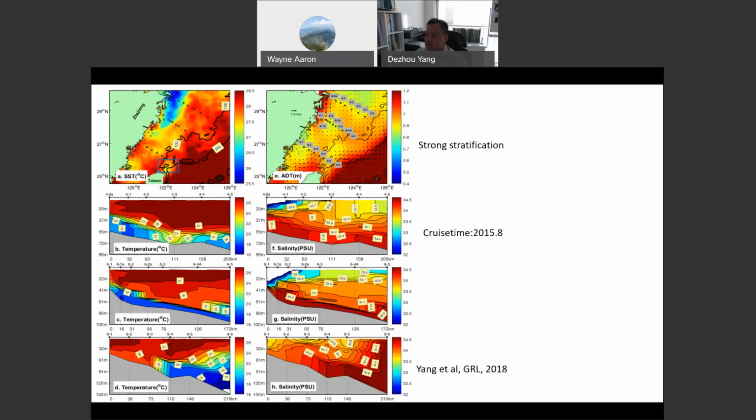This figure shows another cruise in October 2015. We can also find there's a cold core in the nearshore area. This section is this one. You can find there's a cold core at the bottom water at this station. The cold water is 1 degree colder than the bottom water at this station.